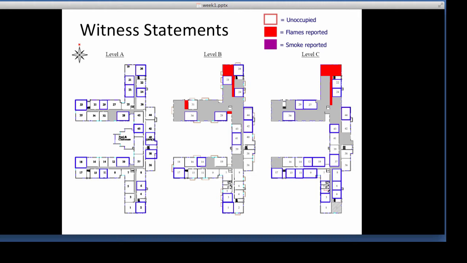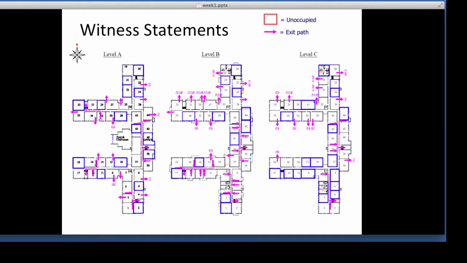So the main body of fire, which most of the witnesses reporting were on this north side, both on level B and level C. And from what they're describing, essentially we had flashover happening on level B and level C at about the same time as each other. So fire progressing on two levels at once.